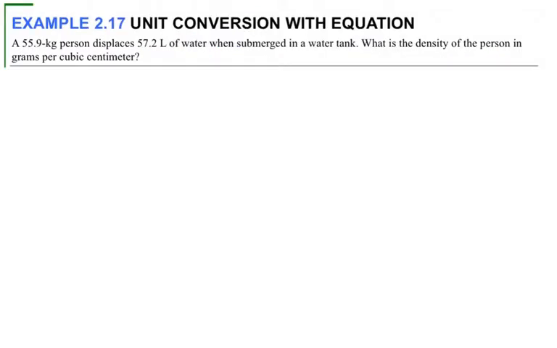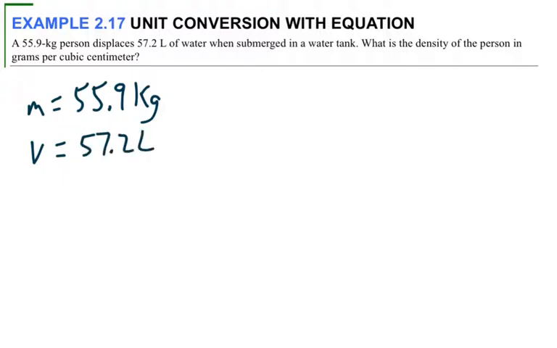All right, moving right along here. We got one more sample problem. So here we got a person that, I guess we'll put the mass here, 55.9 kilogram person is displacing, so we're looking volume here, 57.2 liters of water when submerged in a water tank. So this one's a very creative question. They want the density, but they want it in grams per cubic centimeter.